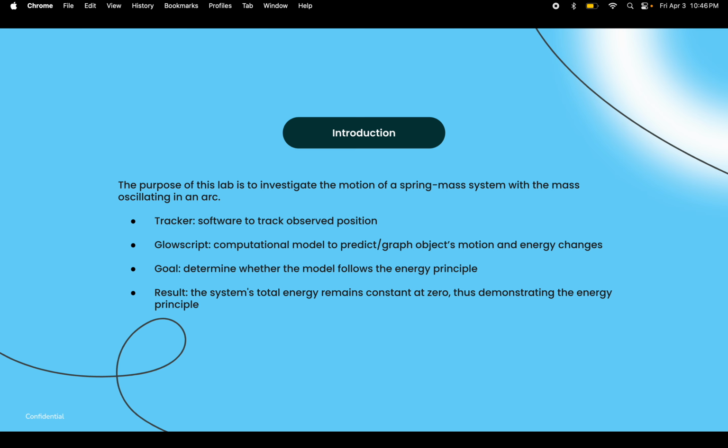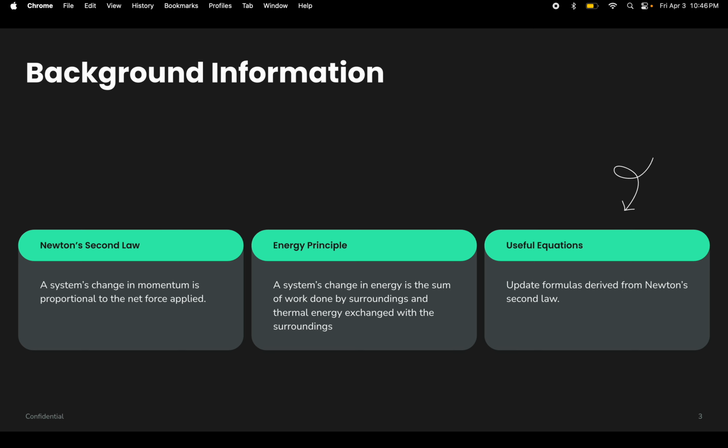The second tool was GlowScript, which we used to create a computational model. This model simulates the system's motion and calculates how its energy changes as it oscillates. The goal is to compare these two approaches, the real-world data and the simulation, and see if they agree. More specifically, we wanted to check whether total energy stays constant, which would confirm that the energy principle is being followed. In the end, our results show that the total energy remained essentially constant, supporting the idea that energy is conserved in this system.